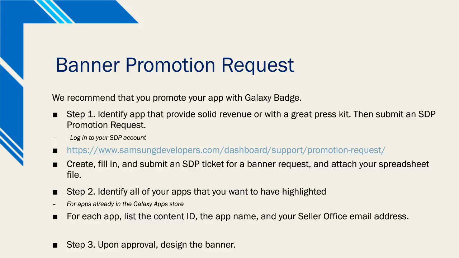First, we recommend you use the Galaxy Badge and promote your app. Then, step 1, after you promote your app with the Galaxy Badge, is to identify the app that's been making solid revenue or has a great press kit, and submit a promotion request. You can log into our samsungdevelopers.com portal and submit a promotion request for banner promotion. The details that we would need for reviewing your application are the content ID, app name, and Seller Office email address for each app that you want promoted as a banner promotion. Our editorial team will review and respond back to your request.